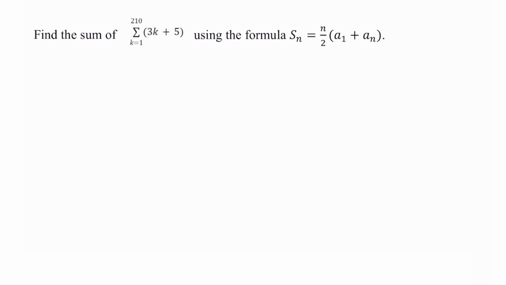Now we can use that formula because if we wrote out the terms that were being added together in the summation, those terms would make an arithmetic sequence. So we're then allowed to use the formula for the partial sum of an arithmetic sequence.